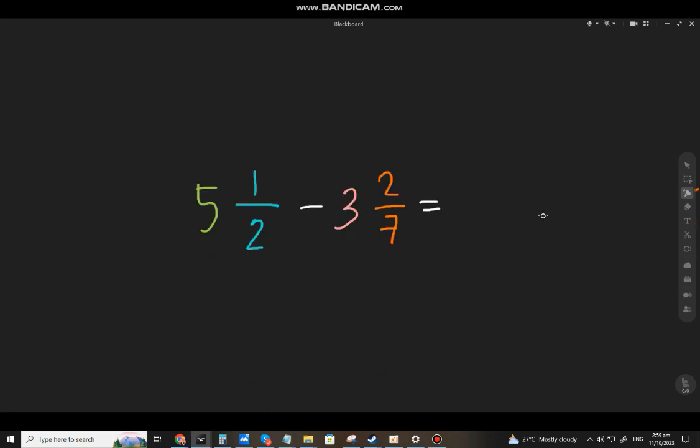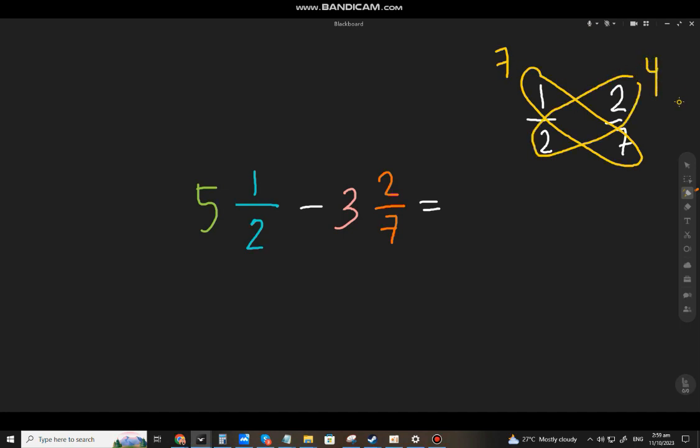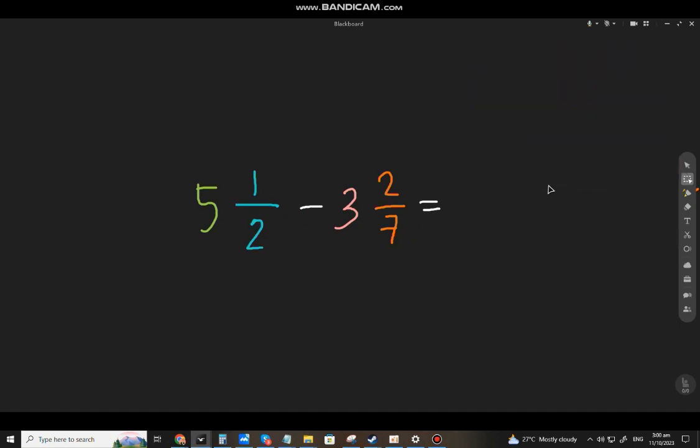All right, so in the second example, the two fractions are not similar anymore because they have different denominators. So first you have to check which is greater. You will know later why, but let's check first. 1/2 and 2/7. We can cross multiply so we can know which is greater. This is 4. So 1/2 is greater. So we will not have a problem in the future.